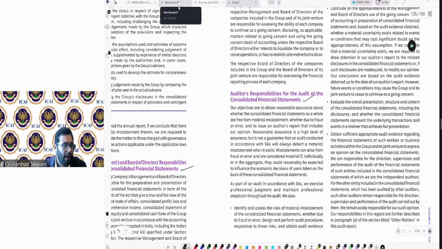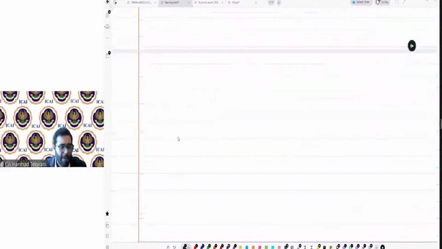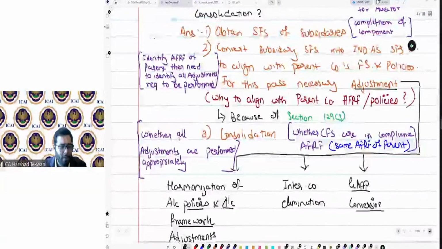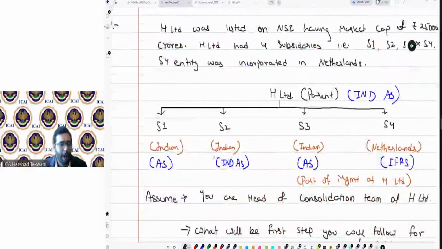Okay, step one again. So step one was with respect to identification of all the components. Completeness of the component means for consolidation, we need to identify how many subsidiaries are there. What if there are 5 subsidiaries and management has only identified or consolidated 4 subsidiaries? So identification of all subsidiaries is very important.